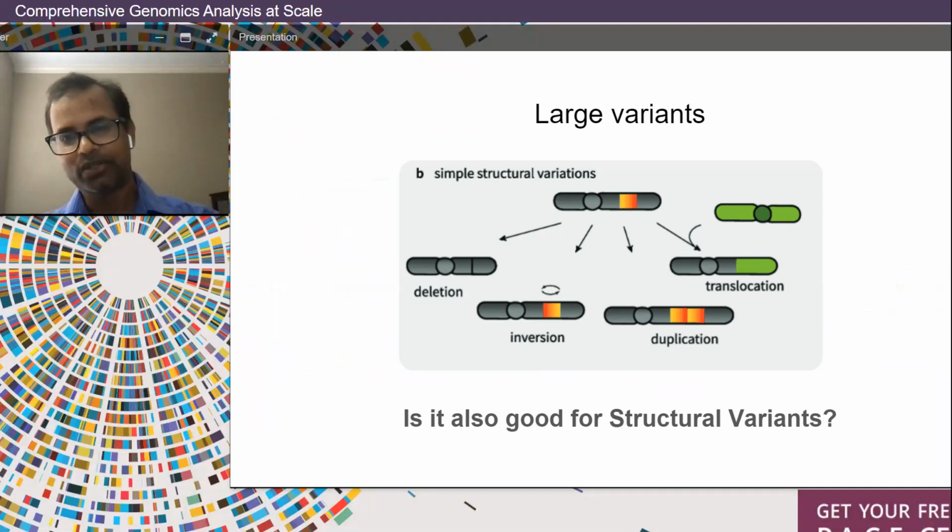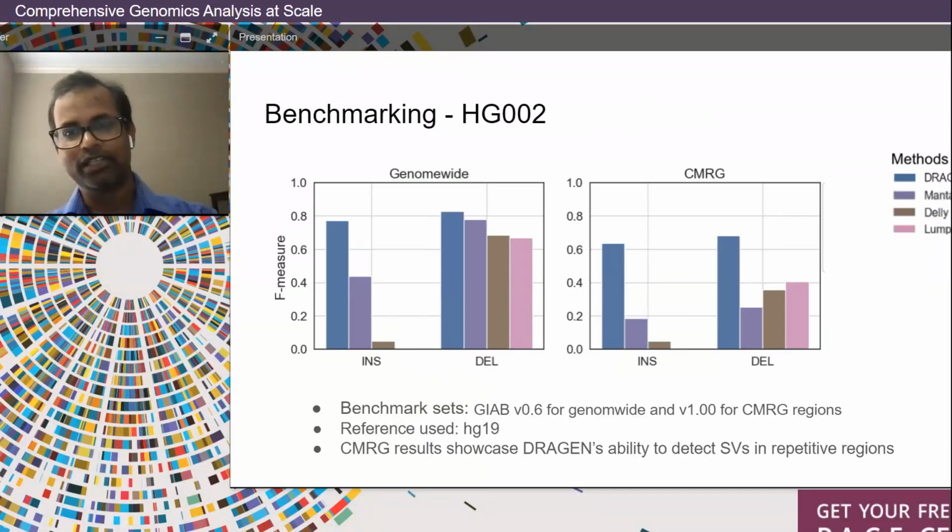So the next thing we wanted to see was if it also works well for the structural variants. For the structural variants, we compared DRAGEN against these 3 other tools, Manta, Delly, and Lumpy. And you could see for the genome-wide insertion variants, DRAGEN has better performance than Manta and Delly. Lumpy didn't report any insertion. And Manta is also developed by Illumina.